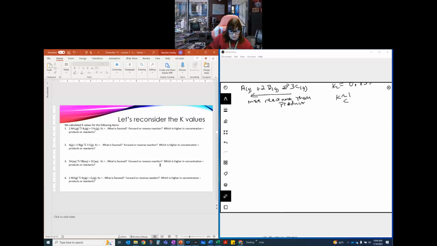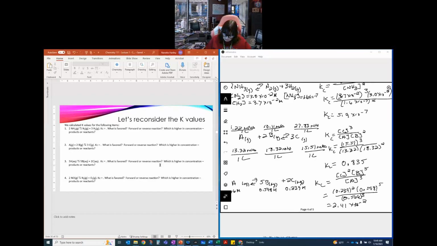Now, let's talk about our next one. We had 3A aqueous goes to 5B aqueous plus 2C aqueous. And since I don't want to have to keep flipping back and forth, I'm going to do the 2NO gas goes to N2 gas plus O2 gas. And all I want to do at this point is go back and get those values. Now I'm going to have to flip back and forth anyway. So again, the next equation we're looking at is that 3A.